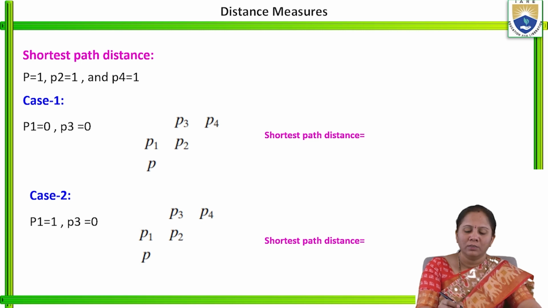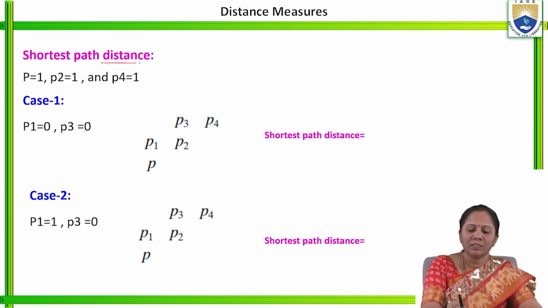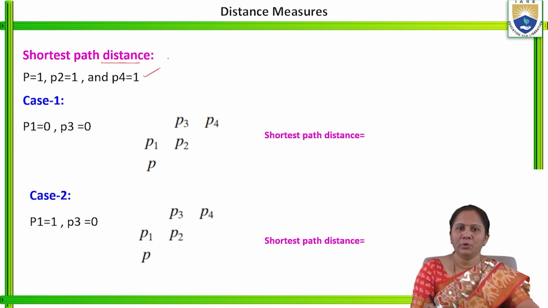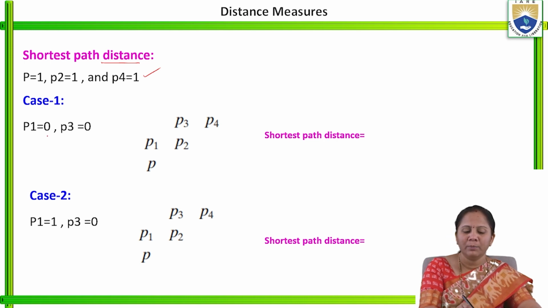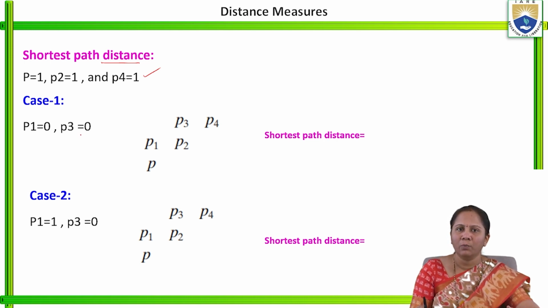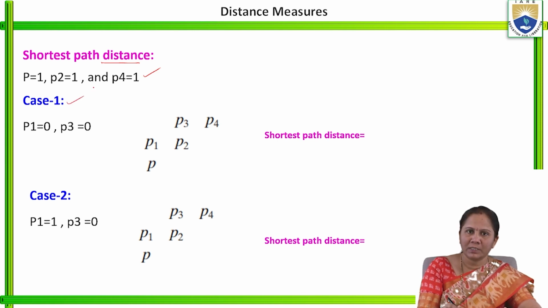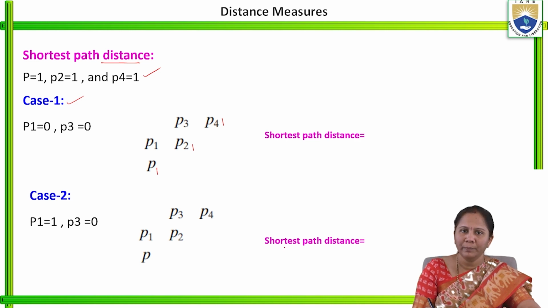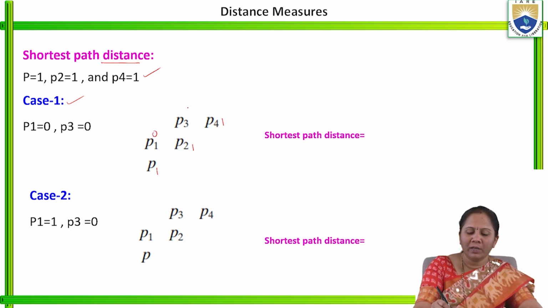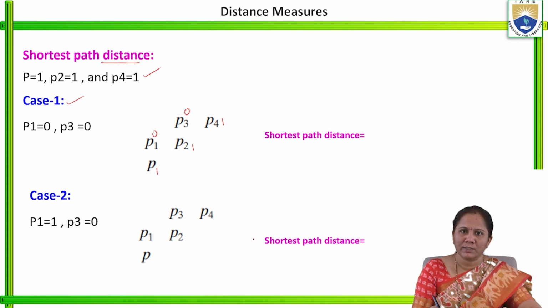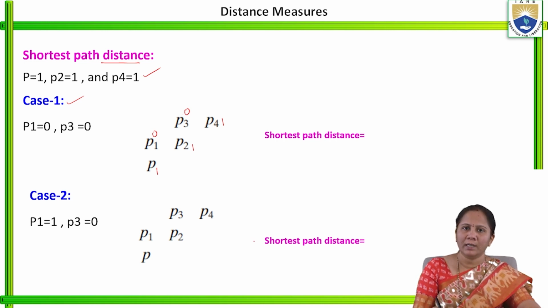Now, in continuation with that, to measure the shortest path distance, we have considered the values of P, P2 and P4 pixels as 1, whereas P1 and P3 can be 0 or 1. So let us consider the first case, P1 is 0 and P3 is 0. That means here this P, P2 and P4 are 1, whereas P1 and P3 will be zeros. So this is how the pixels are arranged.